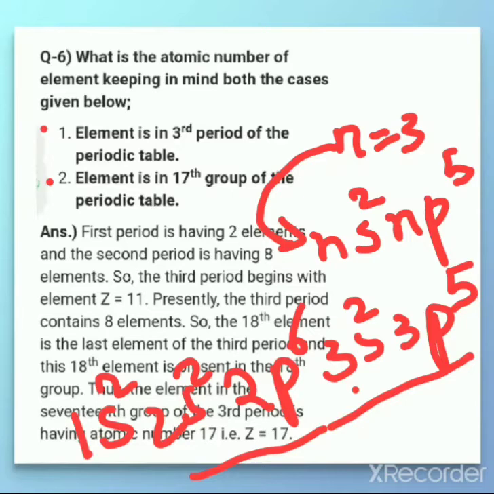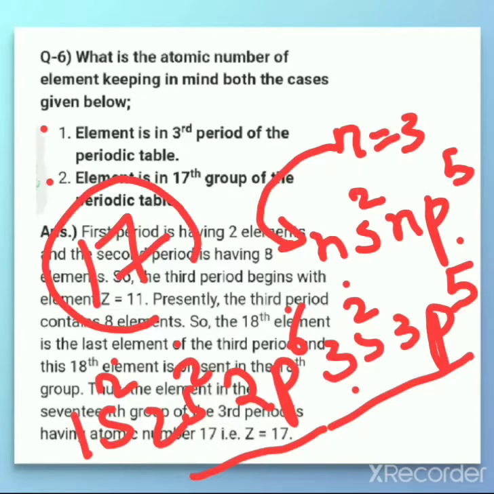Now when you count the number of electrons in this, that is 2 plus 2 plus 6, 10, plus 2, 12, plus 5, 17. That means the atomic number of the element which belongs to the third period and 17 group is 17. So you can identify which element is the 17th element, that is chlorine. So chlorine is the correct answer for this question.